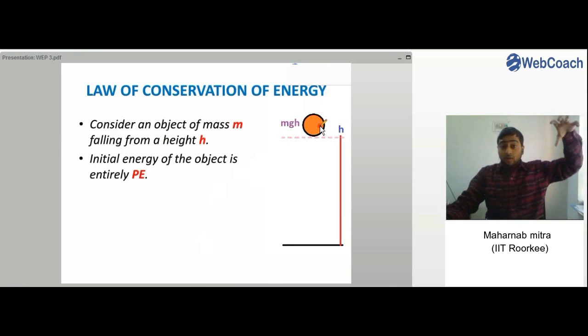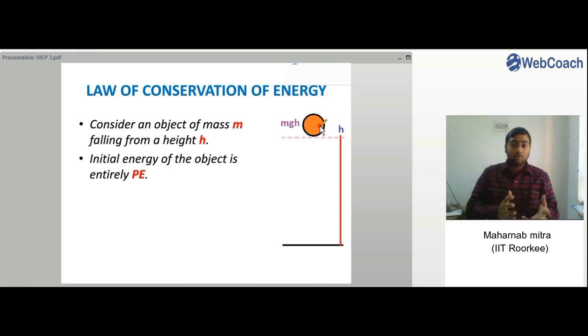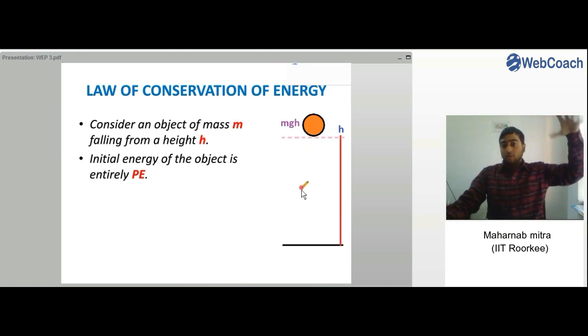So when the body is at the top, when we are just about to let it go, the body is at rest, and the entire energy that it has is only potential energy, right? And its value is mgh. From the formulas we have learnt in our earlier class, the value of this potential energy or PE is mgh. Now we let the object go. What will happen? It will fall down, right?